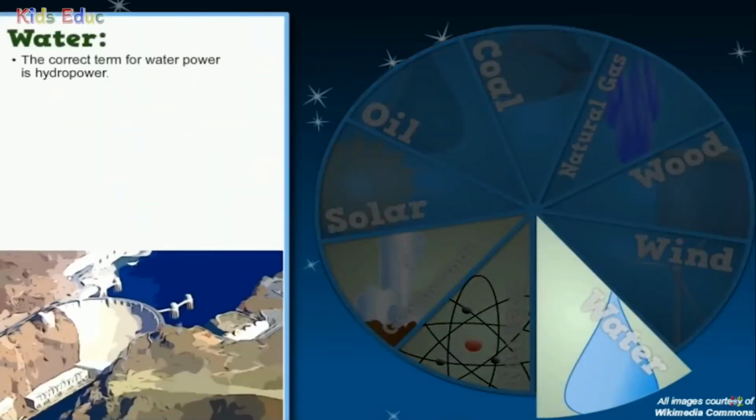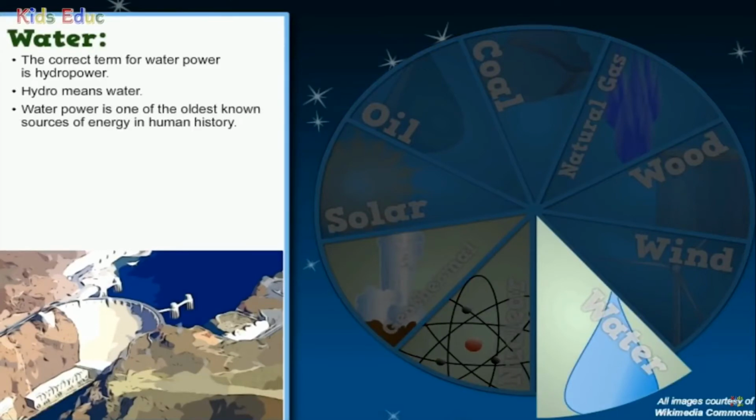The correct term for water power is hydropower. Hydro means water. Water power is one of the oldest known sources of energy in human history. For example, did you know that water mills were used in ancient China? Today, it is most often used to create electricity by using dams. And of course, it's a major source of energy and life for humans as drinking water.